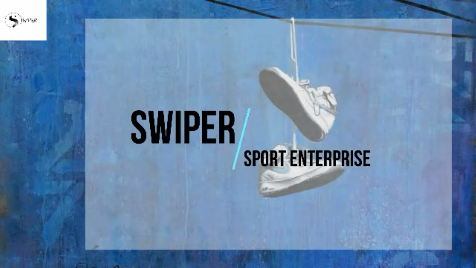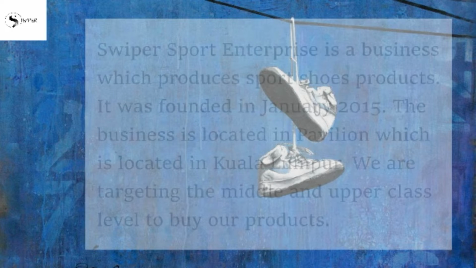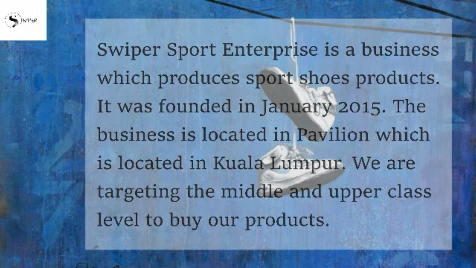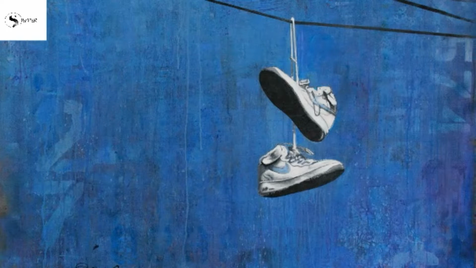First of all, our business name is Swipers Sport Enterprise. Swipers Sport Enterprise is a business which produces sport shoes products. It was founded in January 2015. The business is located in Pavilion, which is located in KL. We are targeting the middle and upper class level to buy our product. Now, let's go to the basic economic concept and basic economic problems.